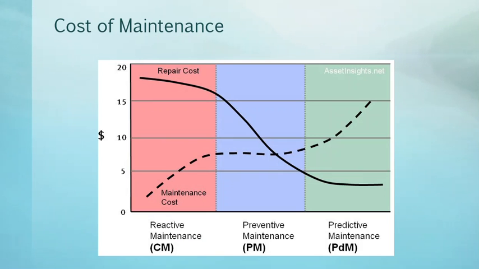When we look at all these different types of maintenance, we can see that reactive maintenance has the highest repair costs and the lowest maintenance costs. Preventative maintenance is a nice go-between where your repair costs and your maintenance costs kind of equalize out. And predictive maintenance has the lowest repair costs but the highest maintenance costs.